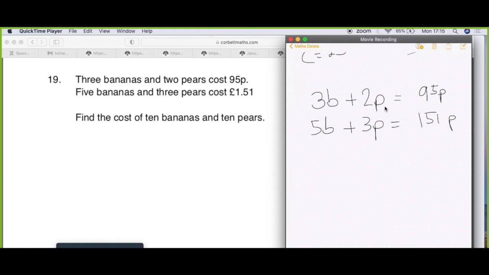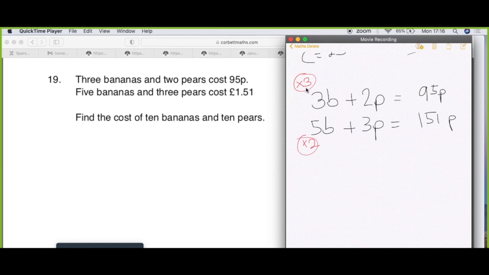So what should we do? Should we make the p the same, so find the LCM of that, or should we make b the same? It's up to you. Yeah? Times that by 3 and times that by 2. You can make either p or b the same, it doesn't matter. So we're going to make p the same. So we're going to have to multiply everything by 3 on the top line.